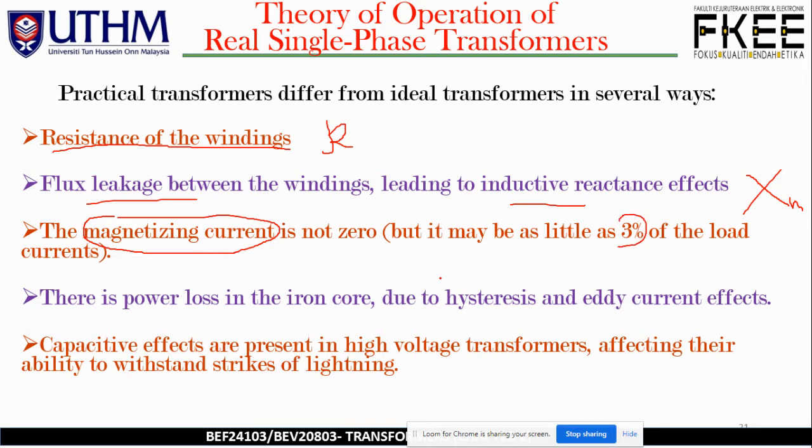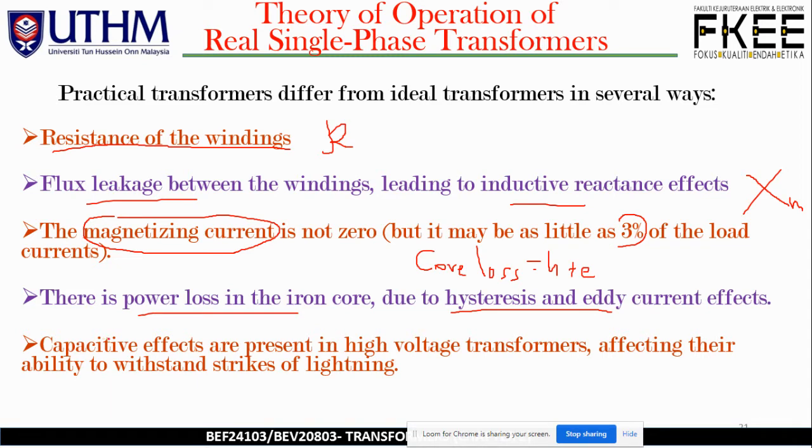And then there is power loss in the iron core due to hysteresis and eddy current effects. So we name it as H plus E, or the core loss. All right, so this is the core loss, due to the hysteresis and eddy current effects.